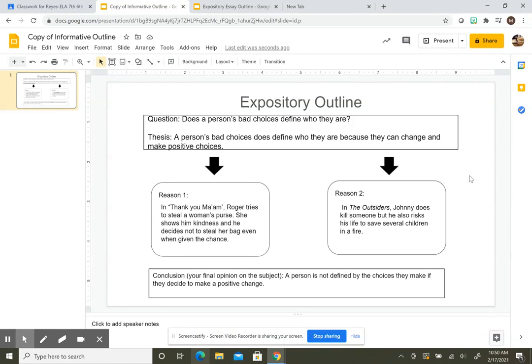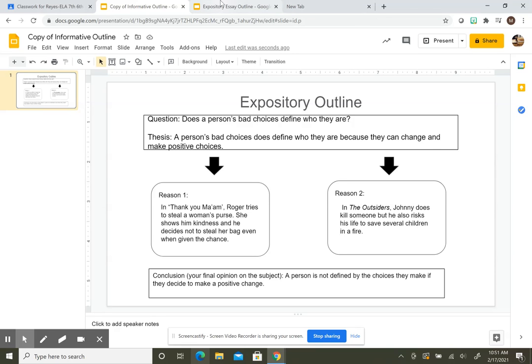All right, guys, so I just wanted to walk you through how we are going to finish our expository essay outline. So the first thing I want to look at is my overall outline. This is where I have my thesis, my 2 reasons I'm going to discuss, and my conclusion.